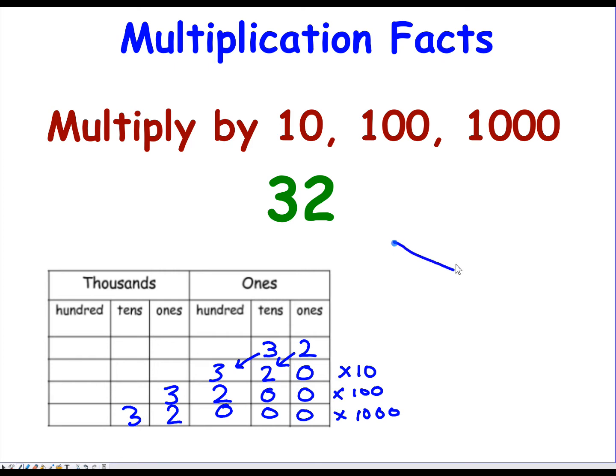Some people like to look at it in a different way, where you've got 32 and multiplying by 10, you just stick the 0 at the end. Same again for multiplying by 100, and same again for multiplying by 1,000. But visually, this is what you're doing. You're moving it 1, 2 or 3 places to the left.